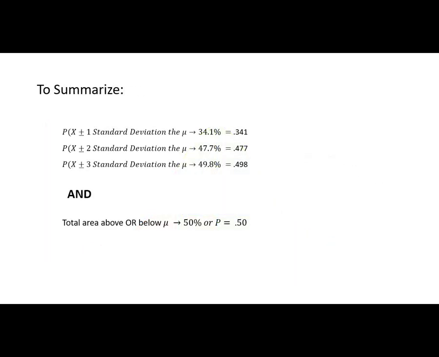Okay, to summarize then, we can say that the probability that any case we might select falls within 1 standard deviation on either side of the mean is 34.1%. 2 standard deviations on either side of the mean, 47.7%, and 3 standard deviations either side of the mean, 49.8%. And it's important to remember that the total area above or below the mean is 50% of the area under the curve.